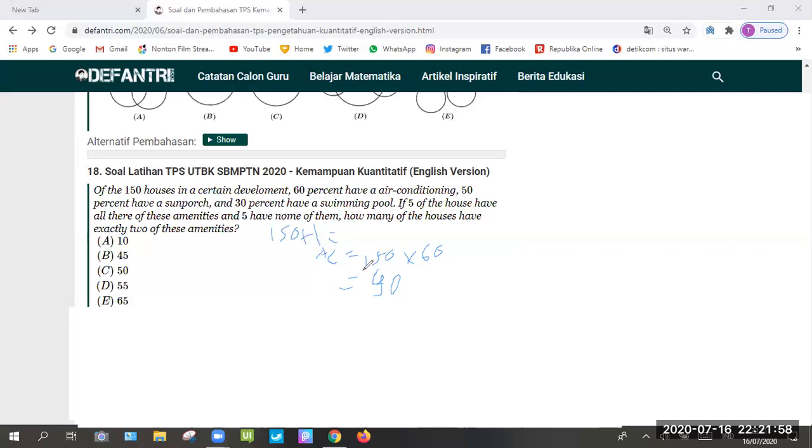Then the number of houses that have a sun porch is 50%. So the sun porch is 150 times 50%. I'm sorry, 50% is 75. And we do the same with the swimming pool. It is 30% times 150. So it means that it is 45.